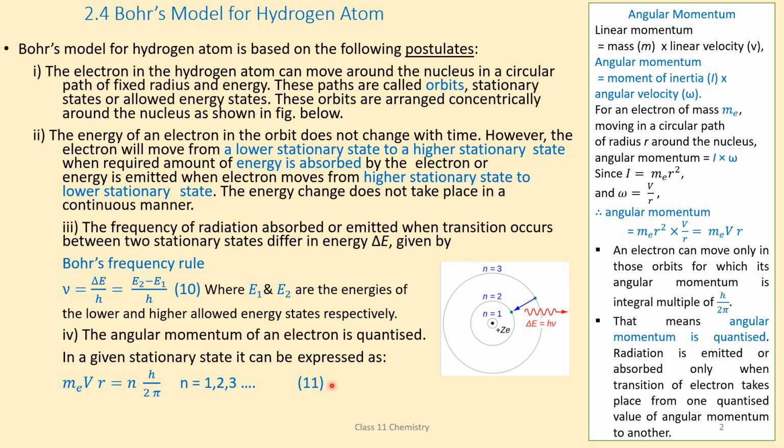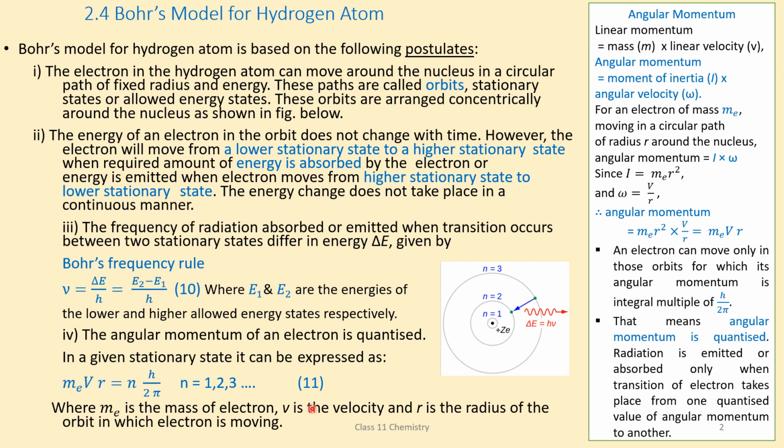Radiation is emitted or absorbed only when transition of the electron takes place from one quantized value to another quantized value of angular momentum. So these are all quantized numbers. To repeat, me is the mass of the electron, v is the velocity, and r is the radius of the orbit in which the electron moves.